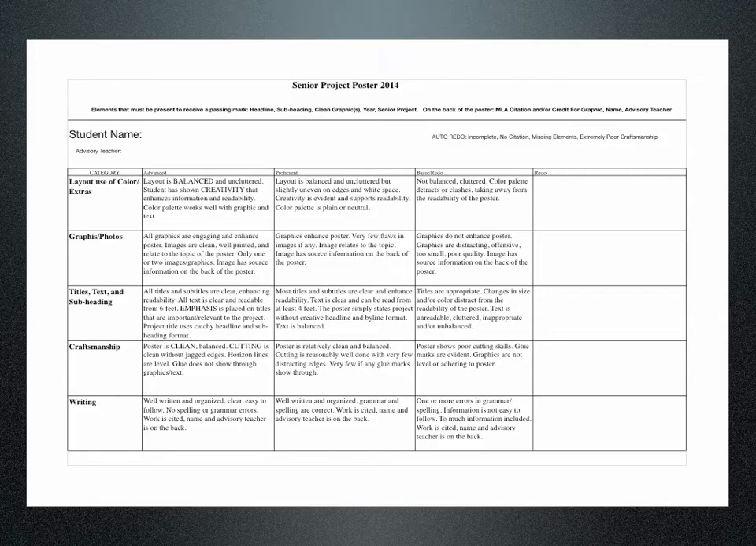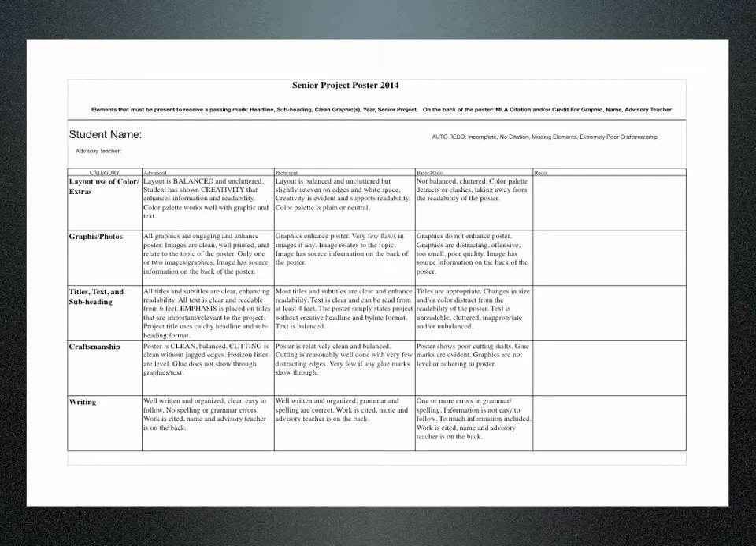So here is an example of the rubric that will be used for grading your poster. If you notice, there's the advanced level, there's the proficient level, and the basic redo level. So we will reserve the right, if you do get a basic, we will make you possibly redo it. And then there's below basic. We don't even have it on there, basically. You just have to redo the poster because you have not met the different layouts of basically what we were looking for. So the different categories that you'll be graded on is there's the layout and use of color and extras, there's the graphics and photos, there's the titles, text, and subheading, and the craftsmanship and the writing.